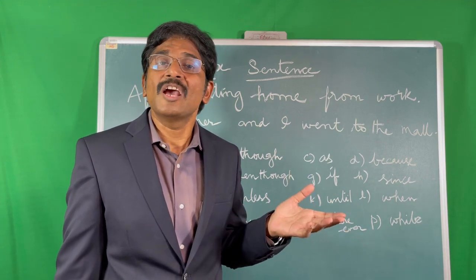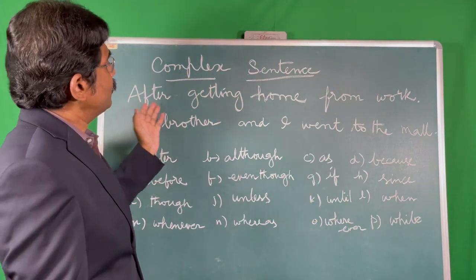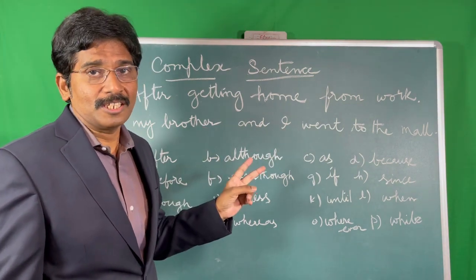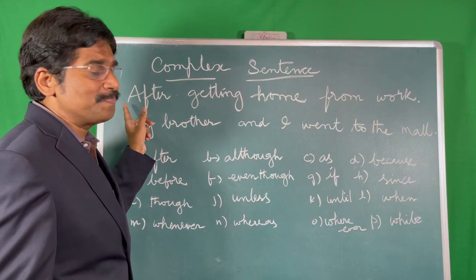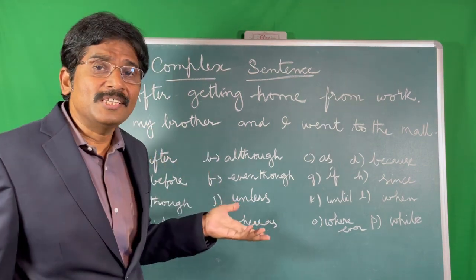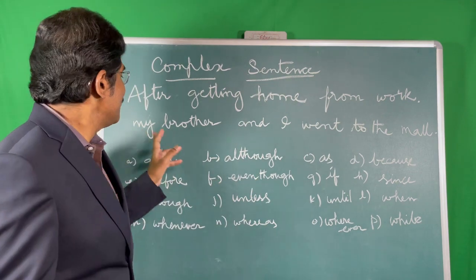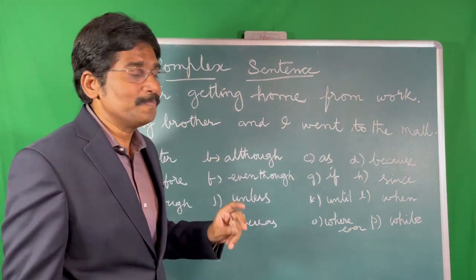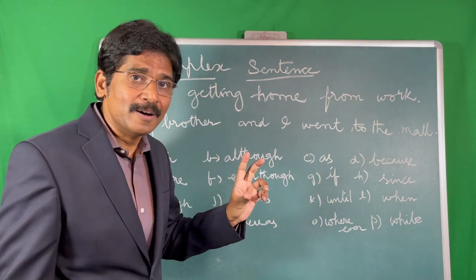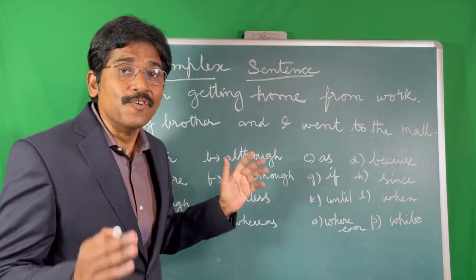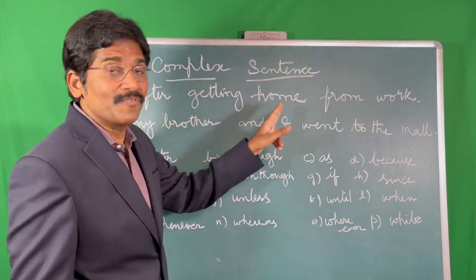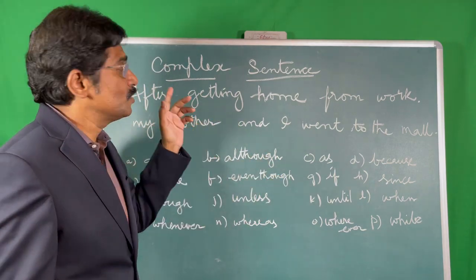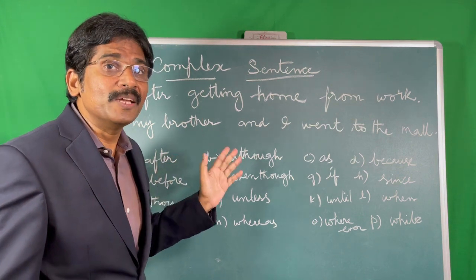Now let us see what is a complex sentence. After getting home from work, my brother and I went to the mall. Here there are two clauses. This is the subordinate clause and this is the main clause. So what is the difference between the subordinate clause and a main clause? A main clause gives us the full meaning. My brother and I went to the mall. In the subordinate clause, you will have the verb, but it doesn't give the full meaning. After getting home from work, doesn't give full meaning, right? So it has to be added to the main clause. So this kind of sentence, we call it a complex sentence.